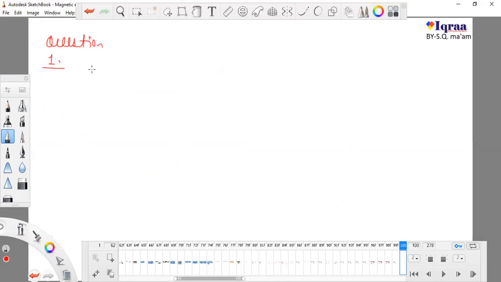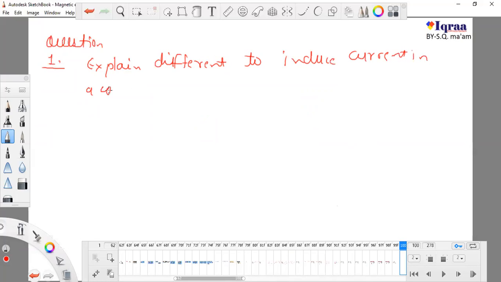What is the question? Explain different ways to induce current in a coil. Okay, how can you induce a current? We have three methods.